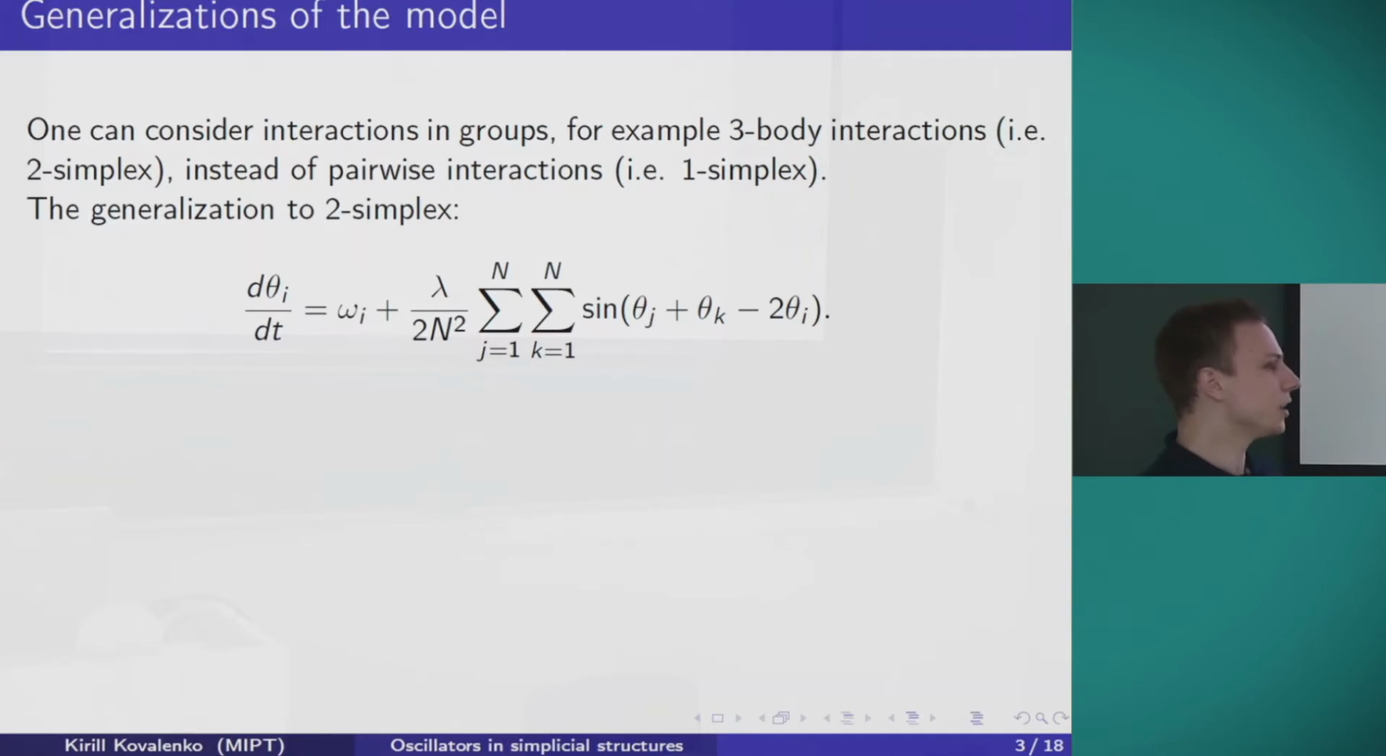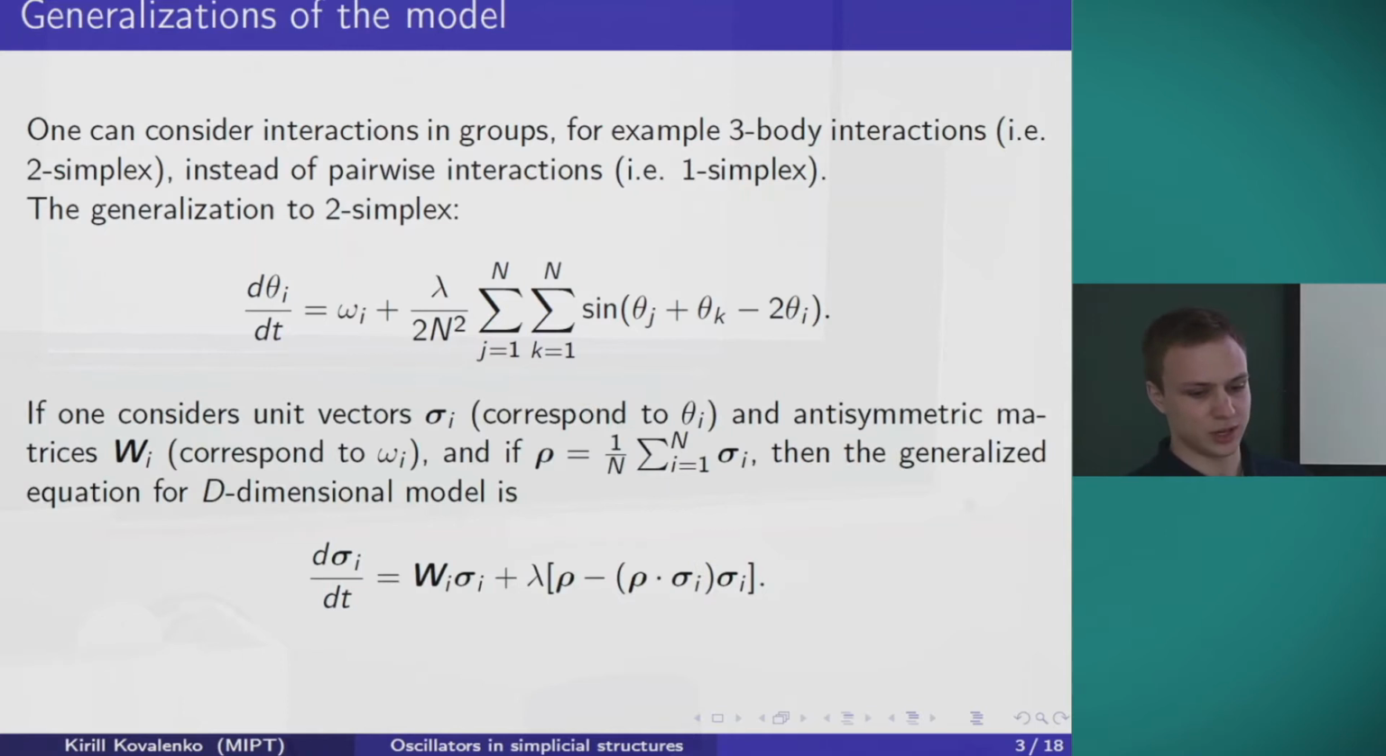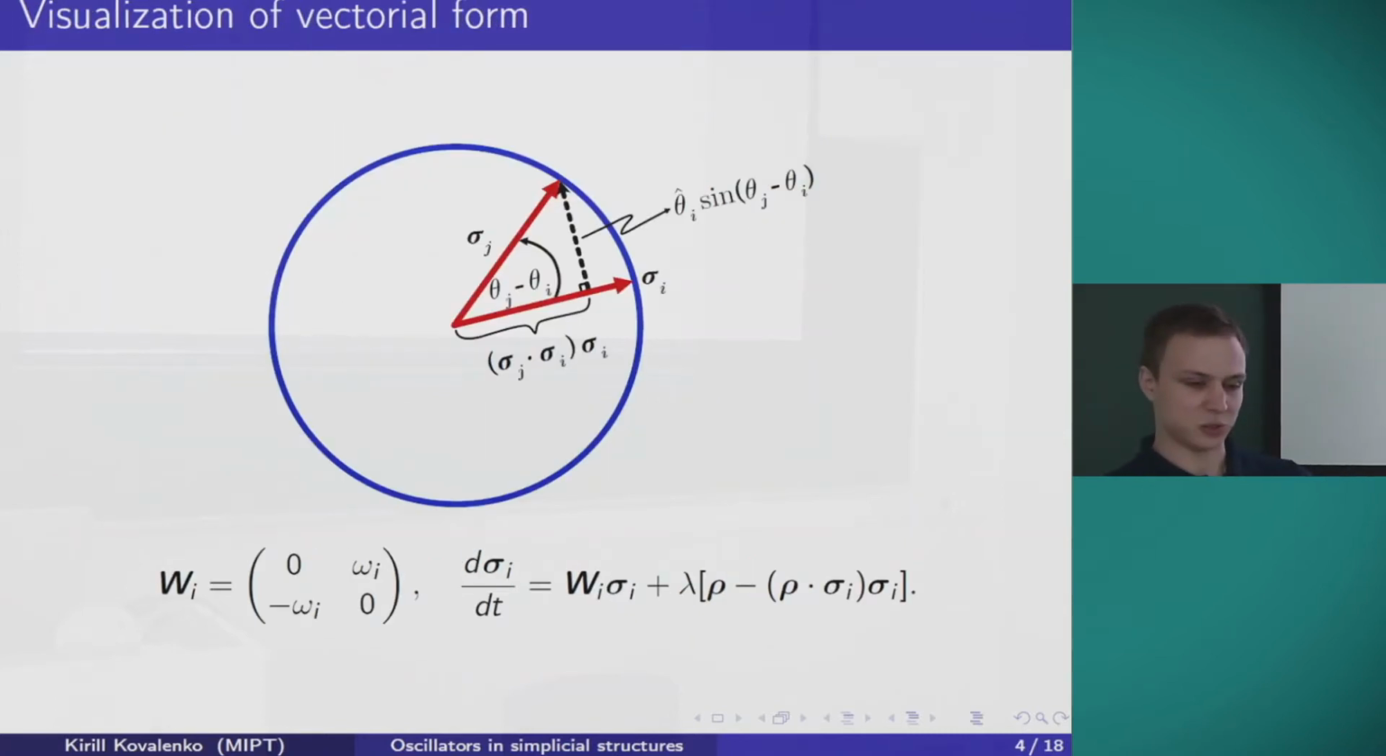Another direction to generalize this model is considering not only one coordinate, but unit vectors, so as to extend our model to some d-dimensional space. In this case, we consider unit vectors, which correspond to phases, and antisymmetric matrices, which correspond to natural frequencies, and then denote rho as the mean vector of all agents. The generalized equation for this model reads as follows, as you can see on the screen. I will try to briefly show you how it corresponds to the usual model.